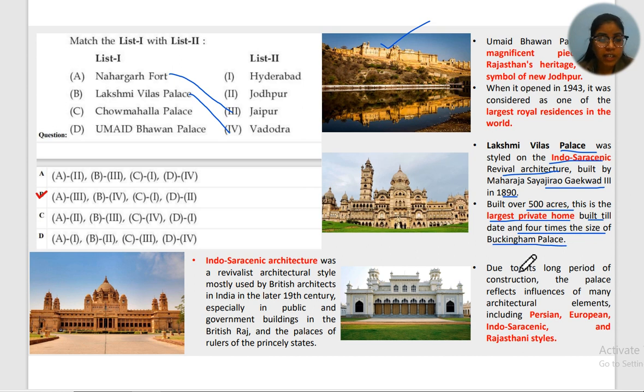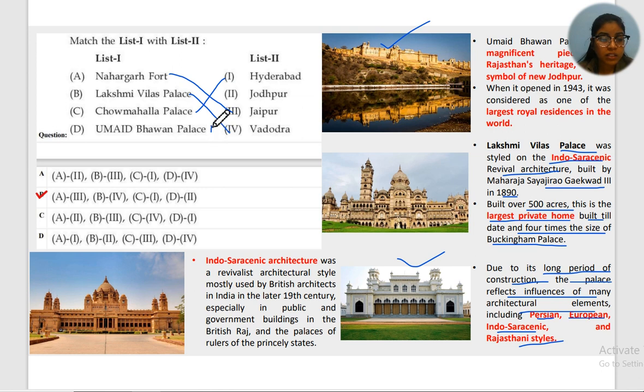Next, we have Chowmahalla Palace. So, Chowmahalla Palace is in Hyderabad. This is the image of the Chowmahalla Palace. Due to its long period of construction, the palace reflects the influence of many architectural styles. Because it took a long duration for its construction, it got influenced by many architectural styles as per their time or as per their ruler at that time, including Persian, European, Indo-Saracenic, and Rajasthani styles. Last one we have Umaid Bhawan Palace.